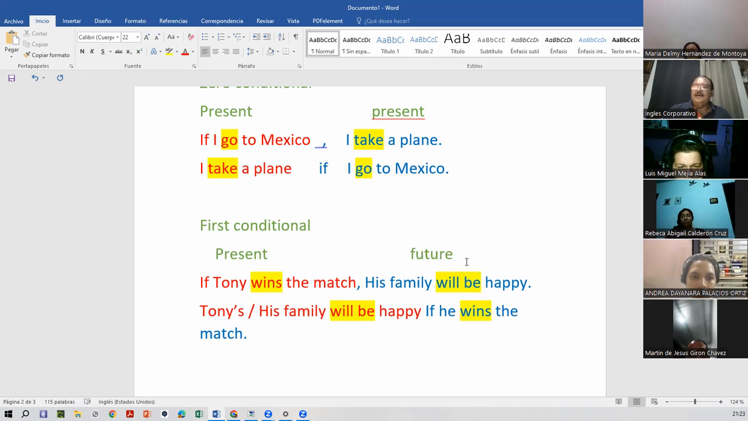Okay, for example, if you complete the exercises on the platform, you will pass the course. If you miss classes, you will not pass this course.